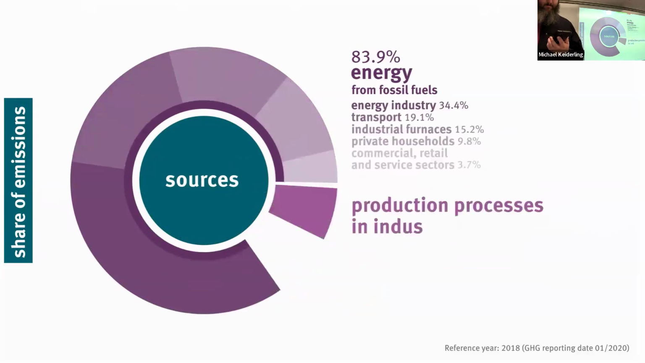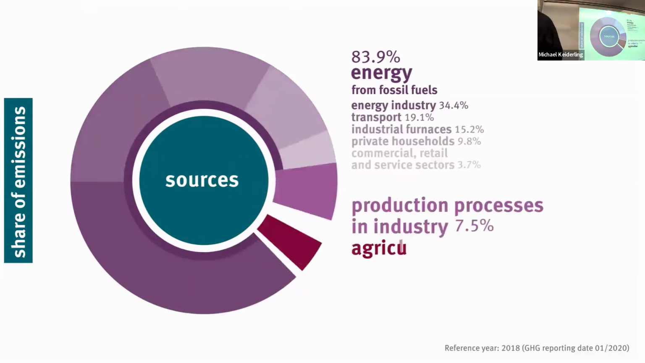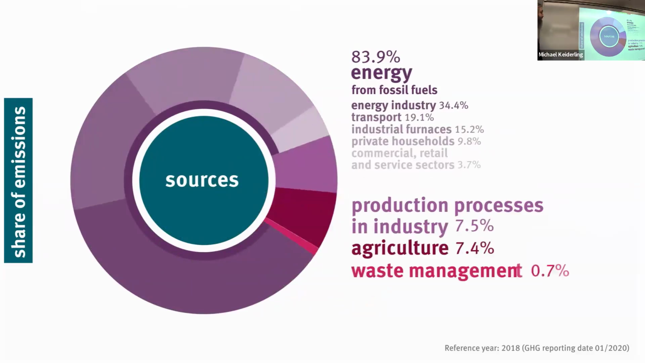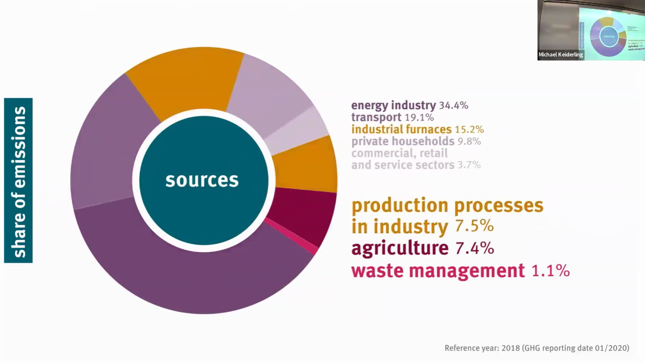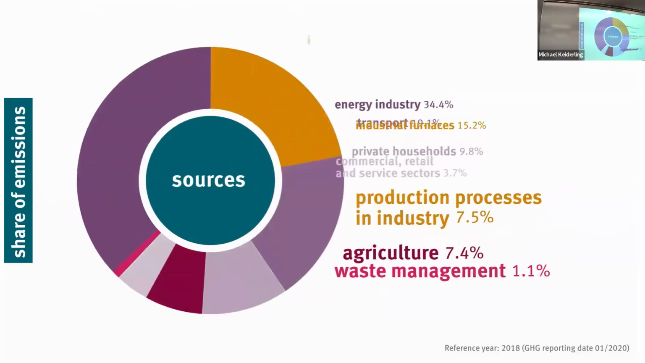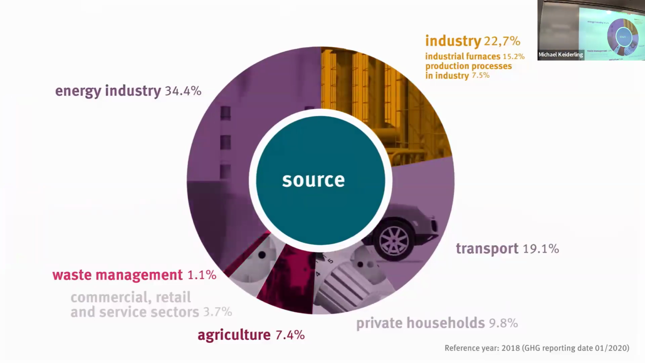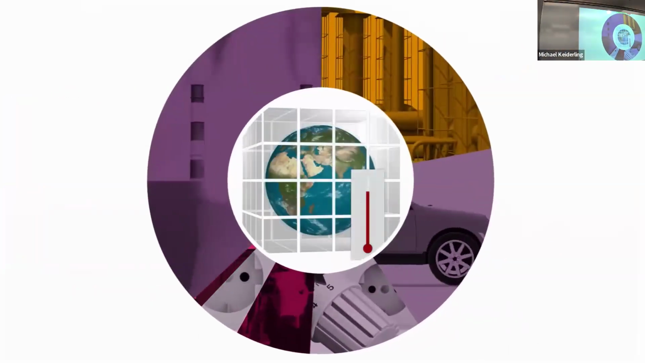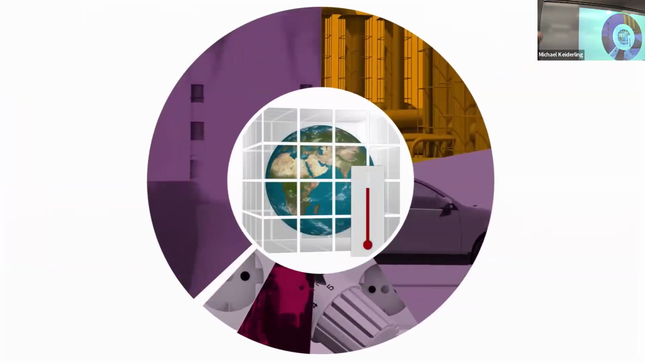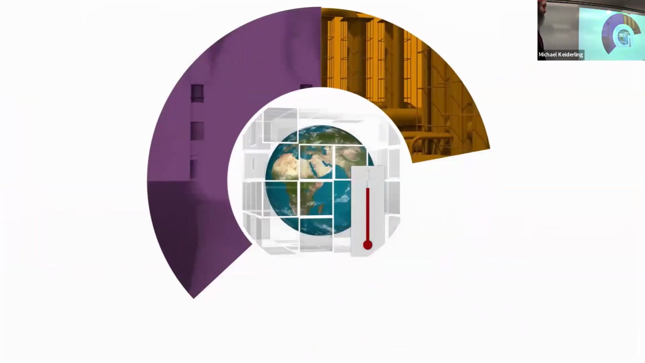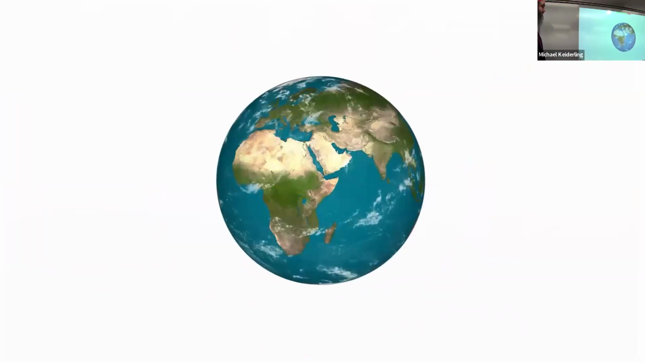Other emissions are caused by the production processes in industry, agriculture, and waste management. If emissions from energy production are broken down and the share accounted for by industrial furnaces and production processes are added together, it is clear that industry, as a whole, is the second biggest source of emissions. All of these emissions intensify the greenhouse effect. For this reason, it is necessary to reduce the emissions of greenhouse gases as far as possible, or, ideally, for them to be stopped entirely.